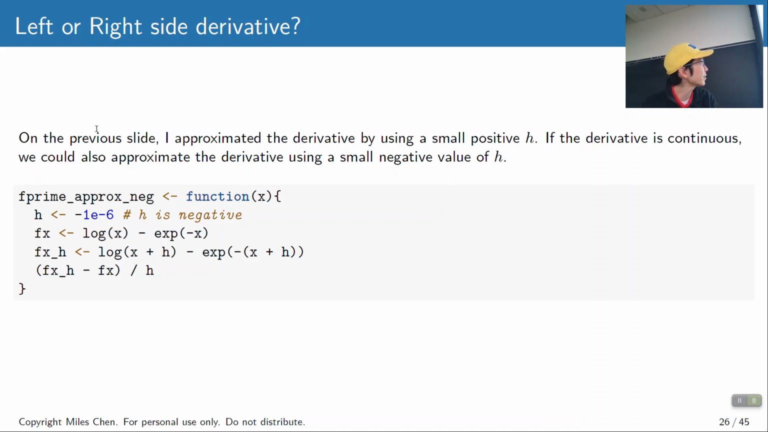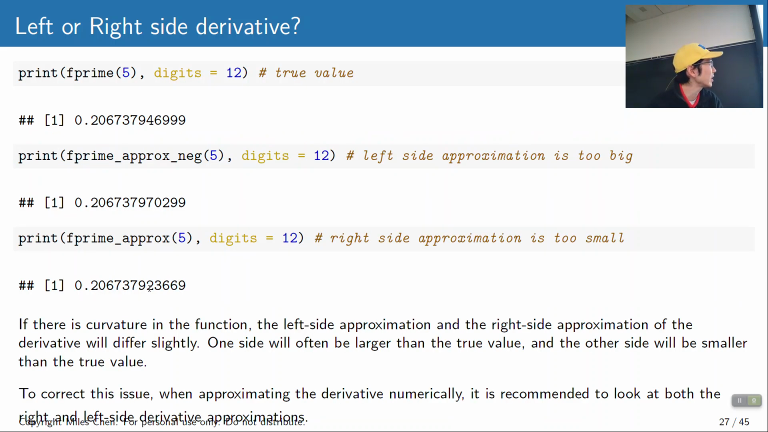So what if I take the left-hand side derivative? Here h is negative 10 to the minus 6, and I'm going to use the same definition. I'm going to do f of x and f of x plus h, but this time h is a negative value, so I'm going to have 5 and 4.999. What's the difference? Divide by h. And if I do that, I get a value very close, but a little bit off.